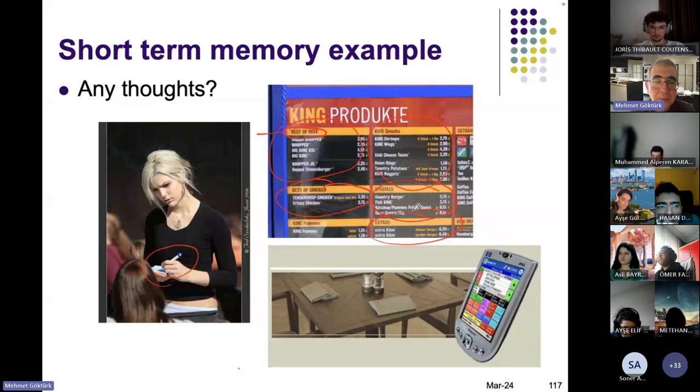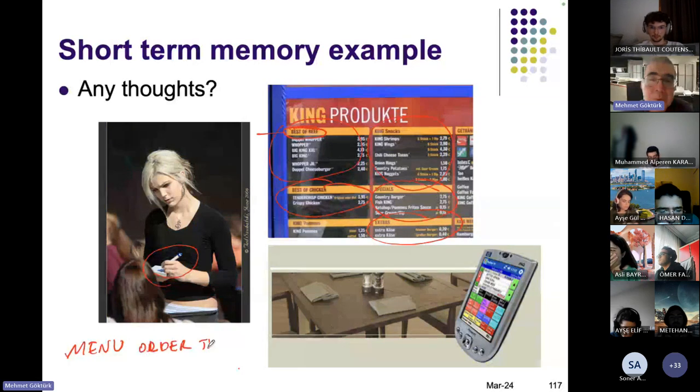So the word menu is older than the computer. So it's the food menu, right? What's on the menu? So we use the same analogy for the interfaces.